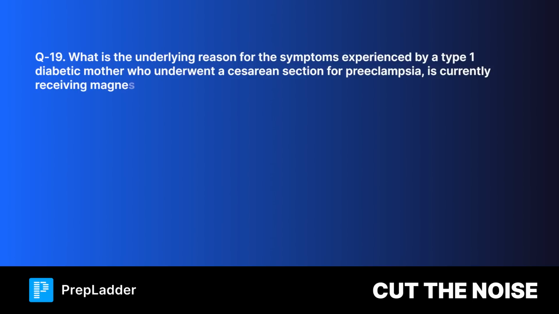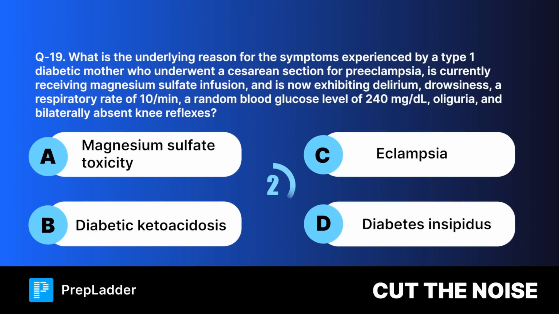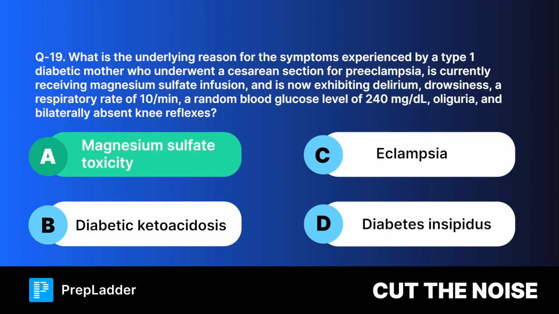Question 19. What is the underlying reason for the symptoms experienced by a type 1 diabetic mother who underwent a cesarean section for preeclampsia, is currently receiving magnesium sulfate infusion, and is now exhibiting delirium, drowsiness, a respiratory rate of 10 per minute, a random blood glucose level of 240 mg per deciliter, oliguria, and bilaterally absent knee reflexes? Your options are, and the correct answer is magnesium sulfate toxicity.